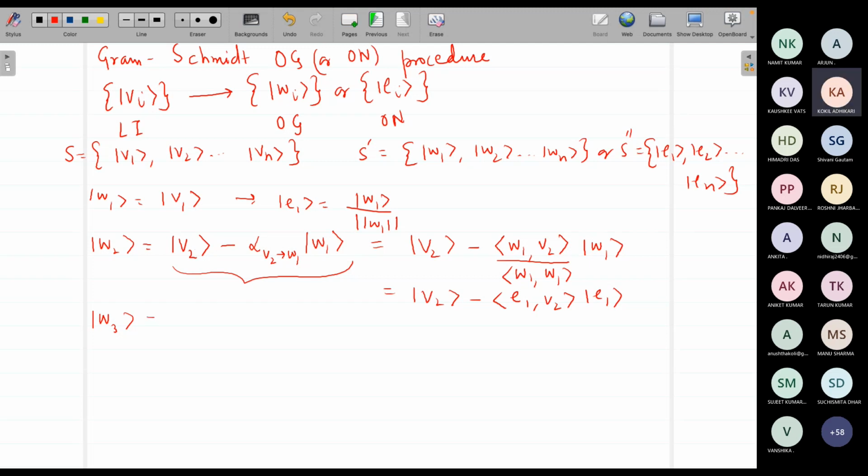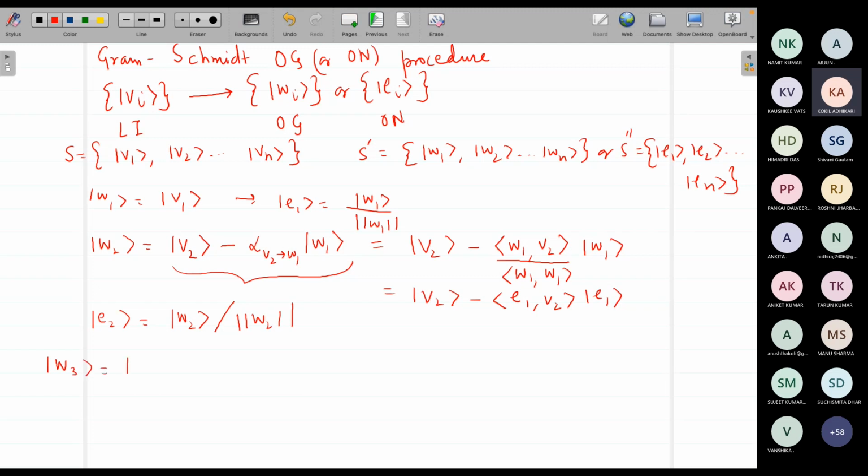Before doing W3, let me do one more thing, which is constructing E2, which is part of my orthonormal set. How do we construct E2? Just divide W2 by the magnitude of W2. It's as simple as that, nothing beyond that. So now let's do W3.